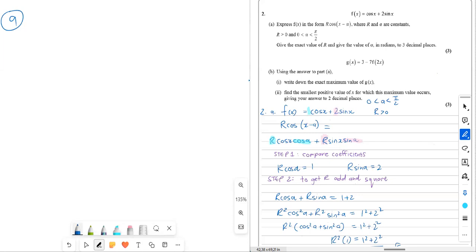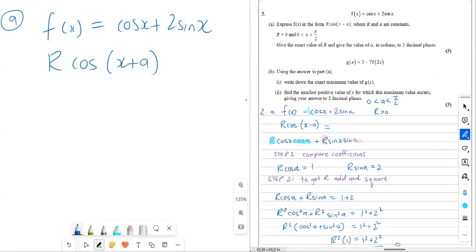Okay. Let's see what happens when we do it this way. So first part of the question is, we have our f of x that was given to us as cos x plus 2 sine x. And it wants it in this form. So the 2 unknowns that we need to get are obviously R and a. So that's what we're looking for. We need to convert it.